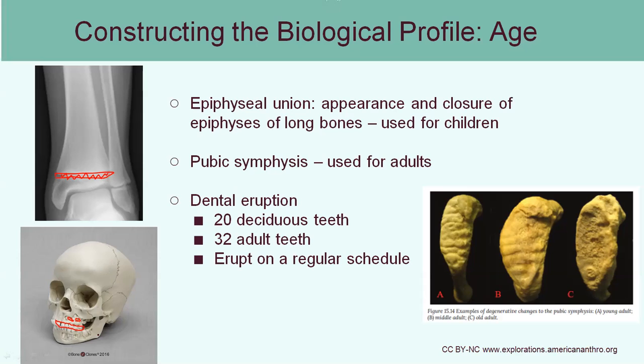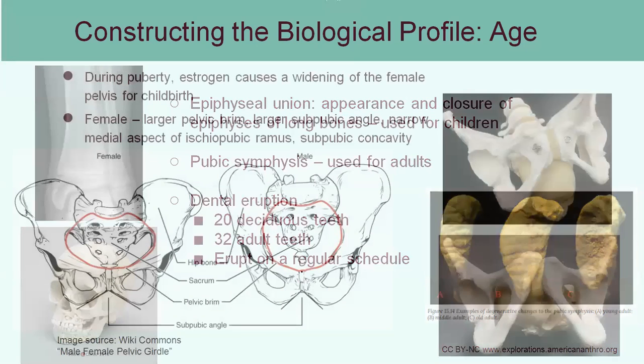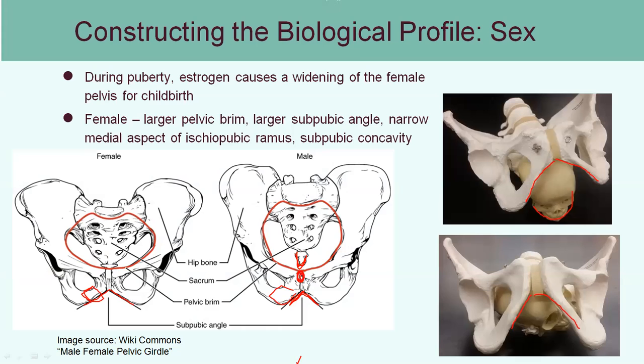Now, what if it is in fact an adult? Figuring out the exact adult age is a little bit trickier because we can no longer use the teeth or the epiphyseal union. Instead, we might use the pubic symphysis. So the image on the right is showing you the pubic symphysis. If you're not sure what that is, the pubic symphysis is this location right here. So it's where the hip bones join in the front.